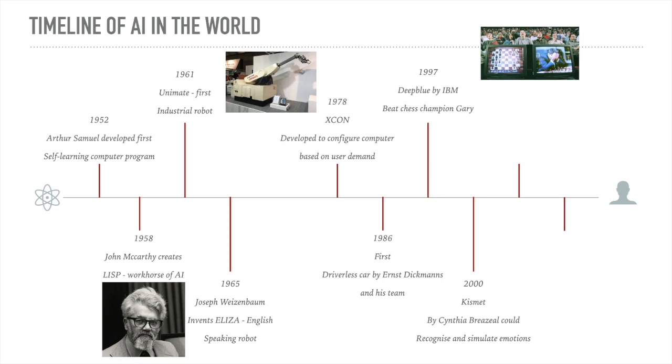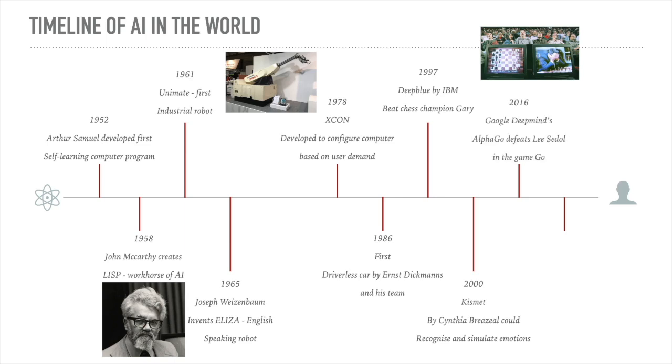Similarly, in the year 2000, right in the beginning of the 21st century, Kismet was developed by Cynthia Breazeal, which could actually recognize and simulate emotions. Now, once again, this was a huge step when we speak about a machine, because taking commands and interpreting them is a different ball game. Beating a world champion, huge accomplishment, but actually being able to recognize and simulate human emotions is one of the primary aspects for which AI was developed.